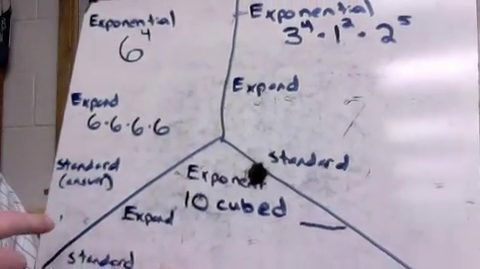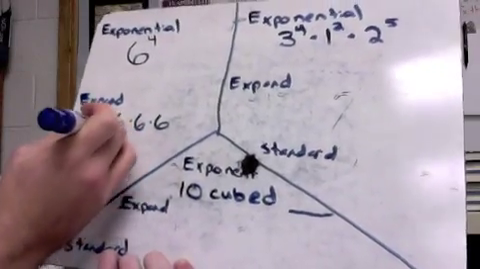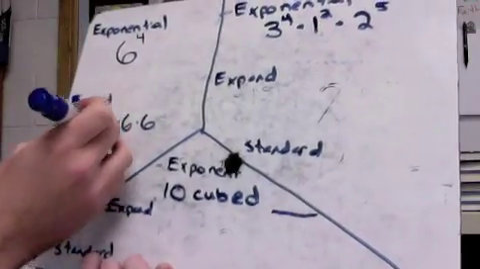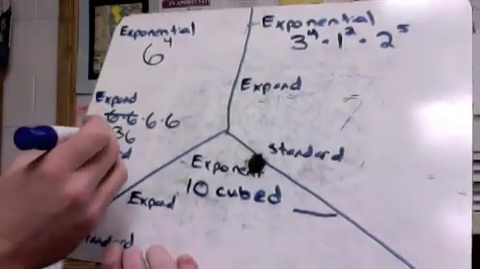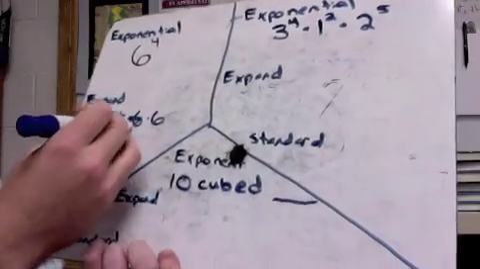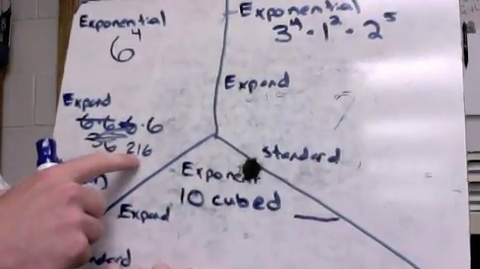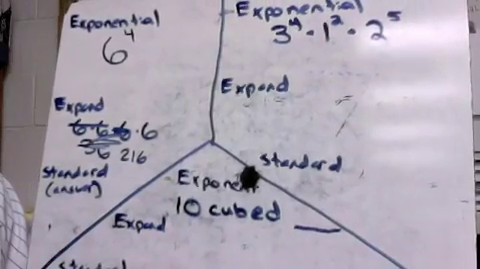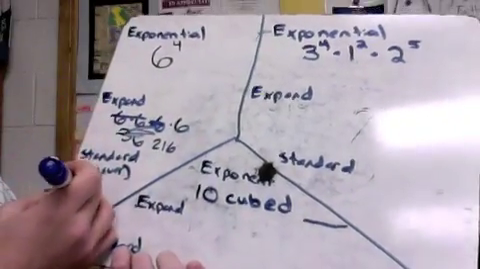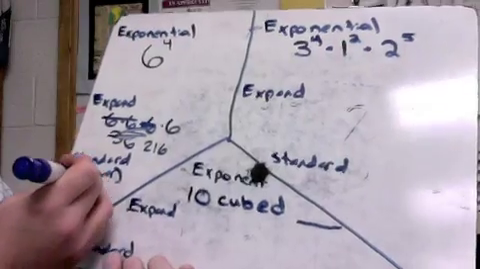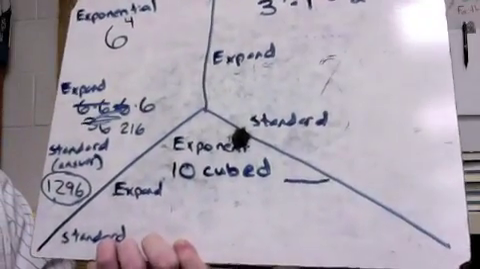Now we need an answer. 6 times 6, I know, is 36. Now I have 36 times 6, which is 216. So I'll cross those out because I just did that. Now I have 216 times 6, because we have to keep timesing it by 6, and that would give us 1296. So our answer should be 1296.